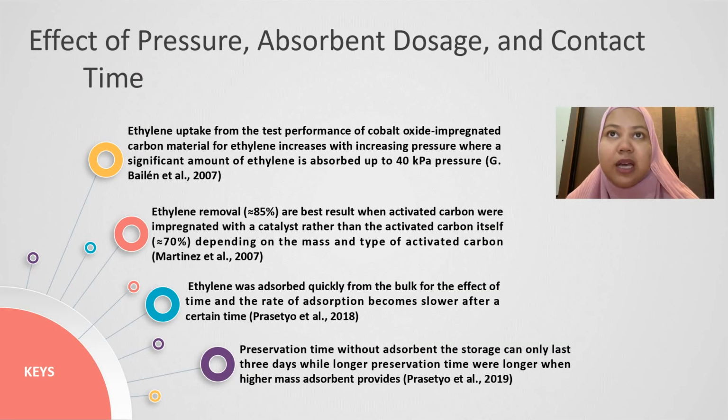For the effect of pressure, adsorbent dosage and contact time, it is known that ethylene uptake from the test performance of cobalt oxide impregnated carbon material increases with increasing pressure, where a significant amount of ethylene is absorbed up to 40 kilopascal pressure. Ethylene removal also gives the best results when activated carbon is impregnated with a catalyst rather than activated carbon itself. That depends on the mass and type of activated carbon. For the effect of time, ethylene was absorbed quickly, and the rate of absorption becomes slower after a certain time. For the preservation time, without adsorbent, the storage can only last 3 days, while the preservation time was longer when a higher mass of adsorbent was provided.